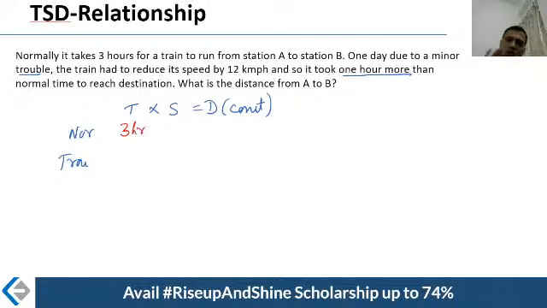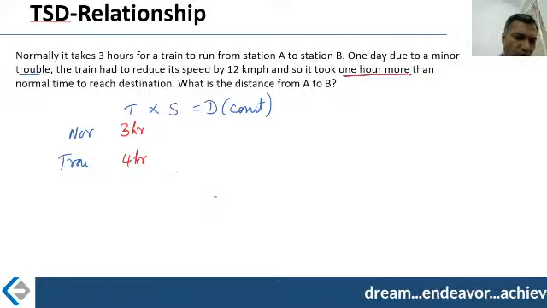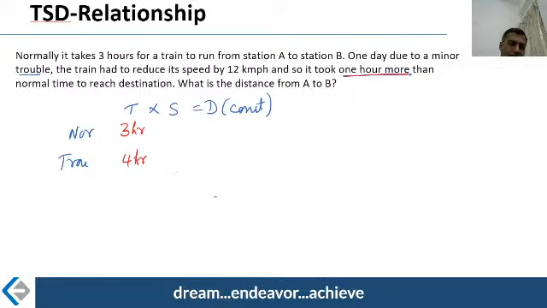There is no problem. Normally it takes 3 hours. Because of the trouble, how much time is it taking? 1 hour more. Therefore 4 hours. See, if you look at the first question, the speeds were given. In this question, what is given? The time is given. Fair enough. Whatever is given, no worries on that. Time is given, 4 hours.